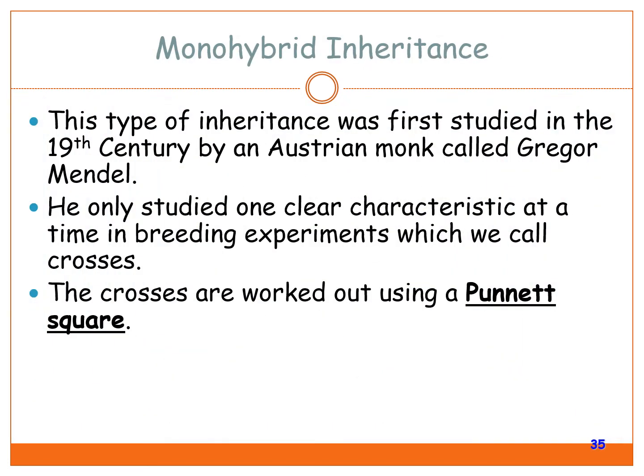As has already been said, Gregor Mendel is a famous scientist, and monohybrid inheritance was first studied by him in the 19th century. He is an Austrian monk, and he only studied one clear characteristic at a time in breeding experiments, which we call crosses. The crosses are worked out using Punnett squares, which you will need to learn how to use.